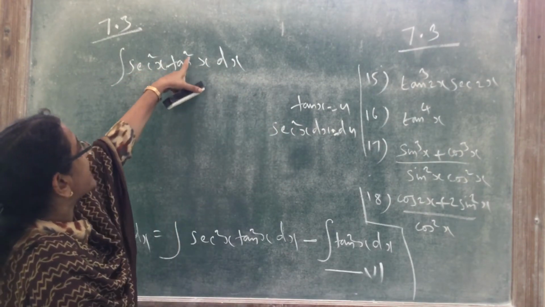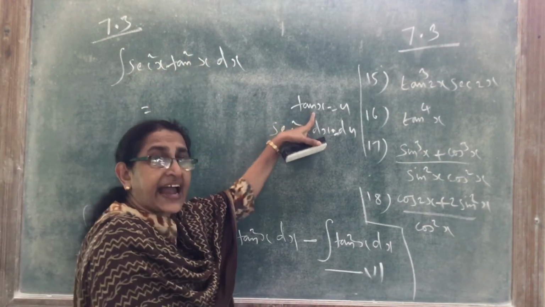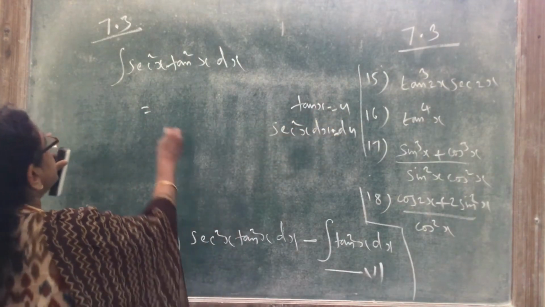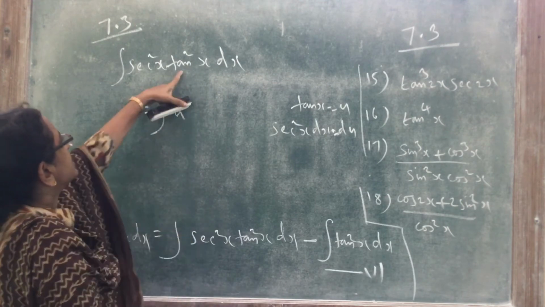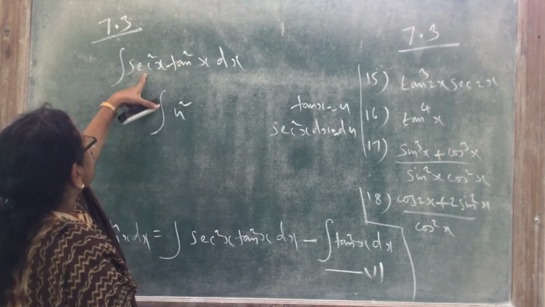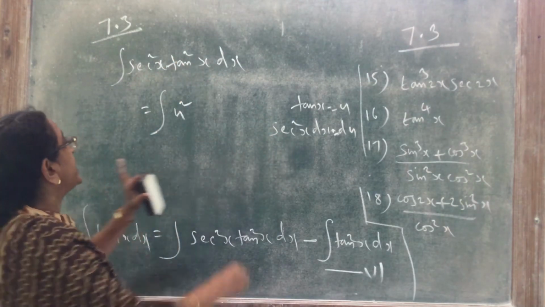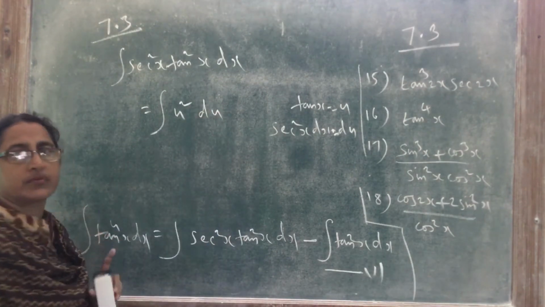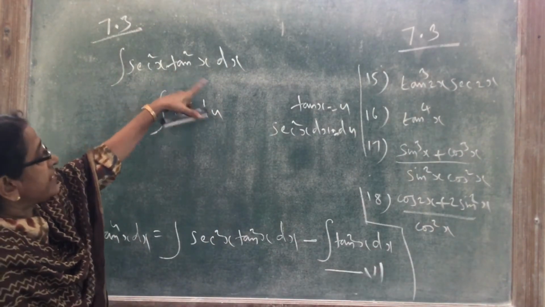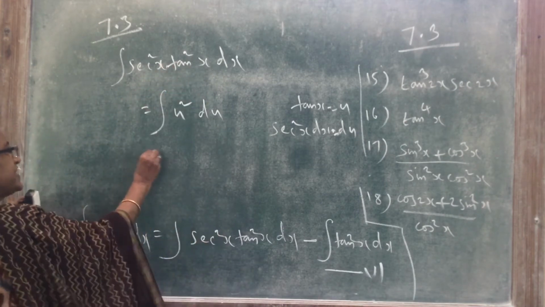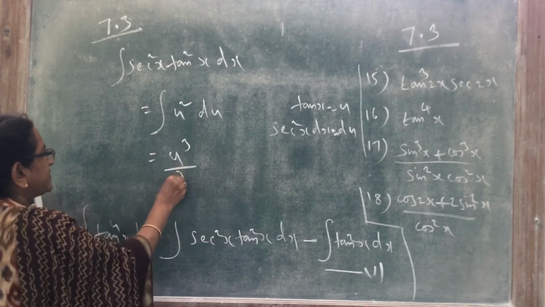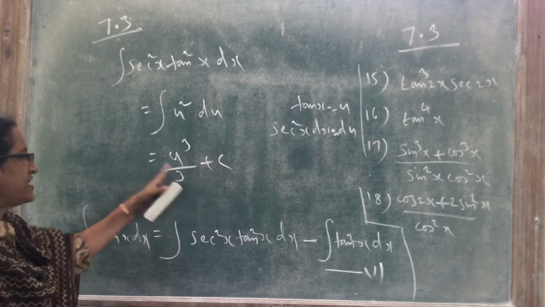And here there is tan square x, and in that tan x is u. So how can we write this integral? Tan square x is u square, and sec square x dx is du. So we get u square du. So what is the integral of u square? u cube by 3 plus c. So what is u cube?